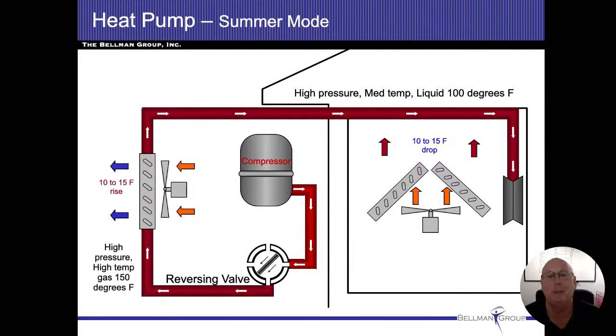As it comes to our metering device, and I should say, I did say, we changed to a liquid. So the liquid's going to hit our metering device, where we're going to lower the pressure. When we lower the pressure, we automatically lower the temperature, but we still remain a liquid.